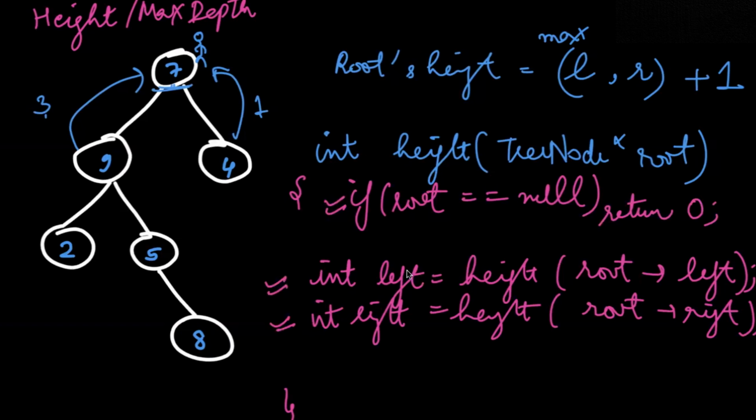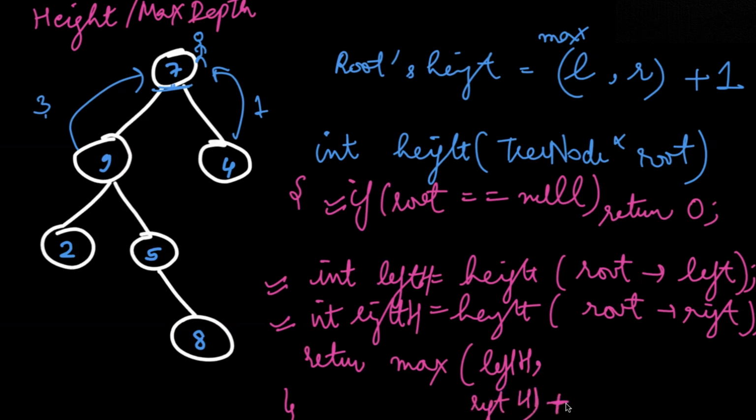Now what is left is how we would formulate the root's height if the left and right height are given. So we will write, please return whatever is the maximum of left height, comma, right height, maximum plus 1. Why are we adding 1? Because the root itself also has to be included in the height. Because the definition of max depth or height of a binary tree says how many nodes are there if we start from the root and go to the depth. So that is the height of the binary tree.